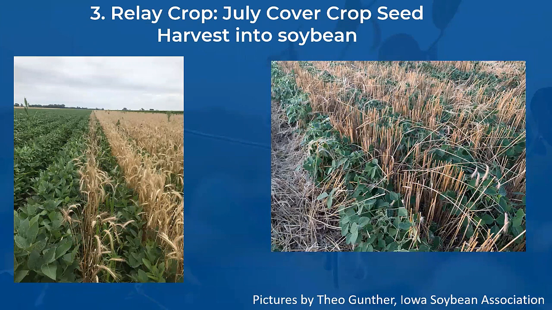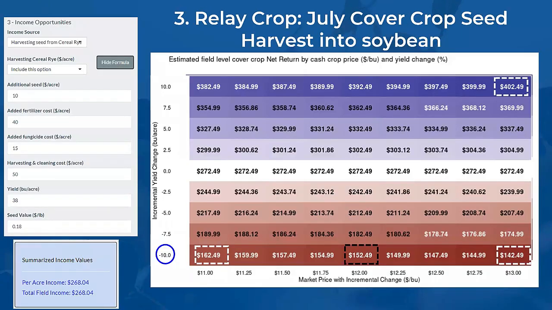The last example I want to show you is an example with rye cover crop, and this is from Iowa. This picture was provided by Theo Gunther. He manages a couple of these trials in northeastern Iowa with farmers. For the rye cover crop, we have to include more inputs. First of all, we as farmers would sell cover crop seeds or use them on our own farm. There is also cost for harvesting, adding fertilizer, maybe fungicide, and cleaning.